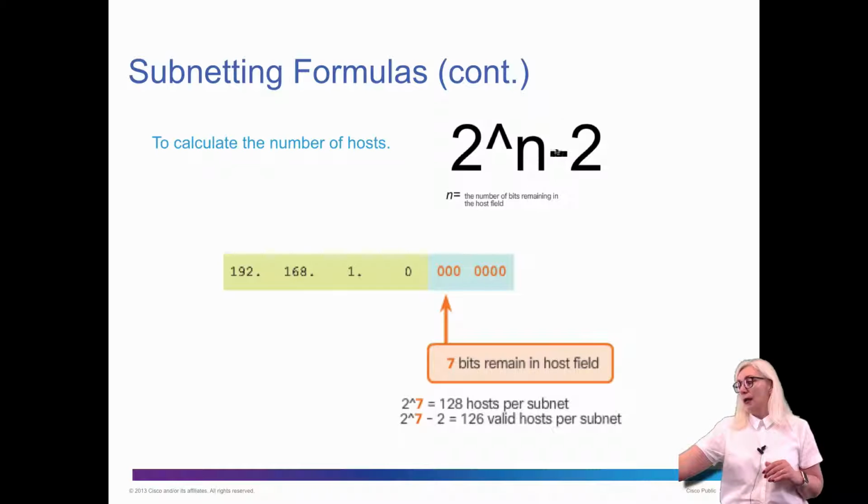So in this case here, where I have 7 host bits remaining, because I had originally 8 host bits, I borrowed 1, so now that gives me 7 bits remaining for the host. So I have 2 to the power of 7, which is 128, minus 2, which is 126 valid host addresses in each subnet.